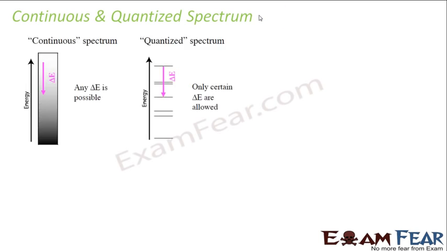Now let's understand the quantized and continuous spectrum. So when you say continuous spectrum, delta E can have any value.